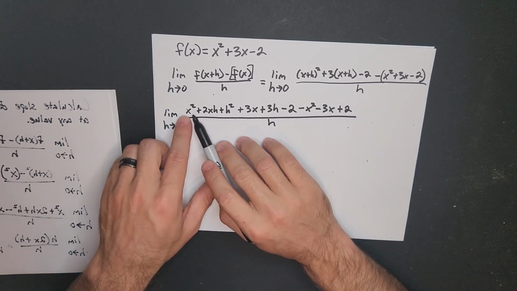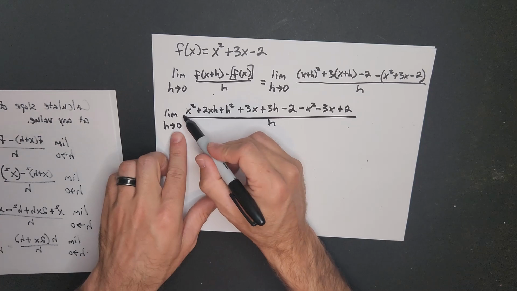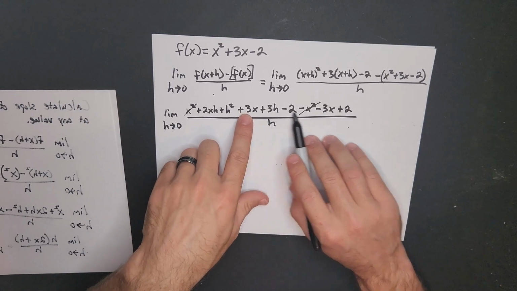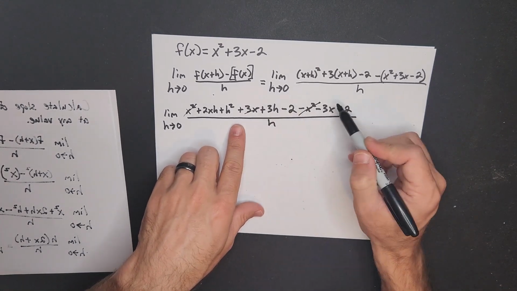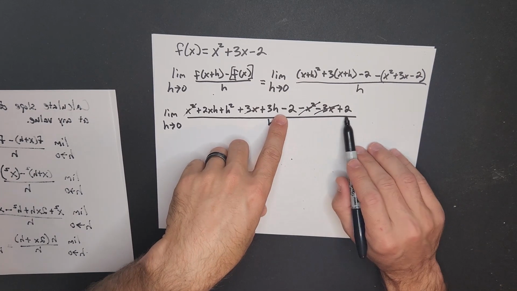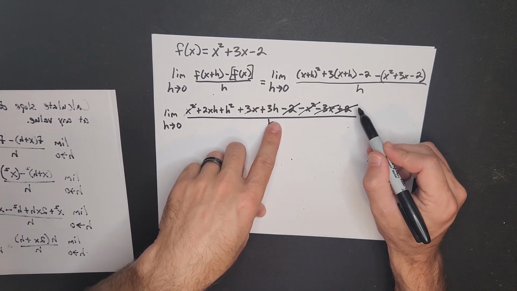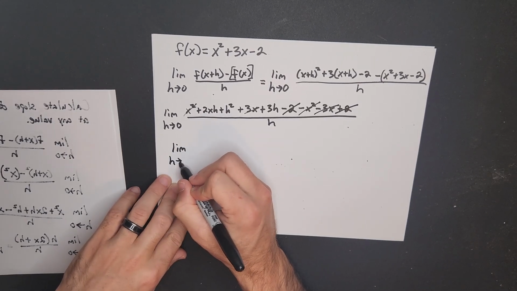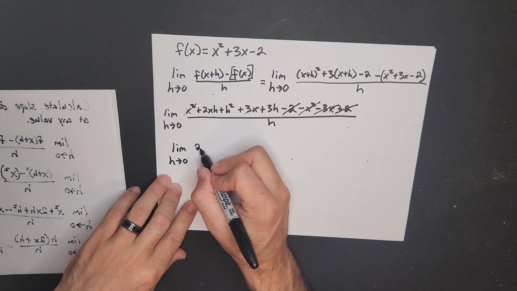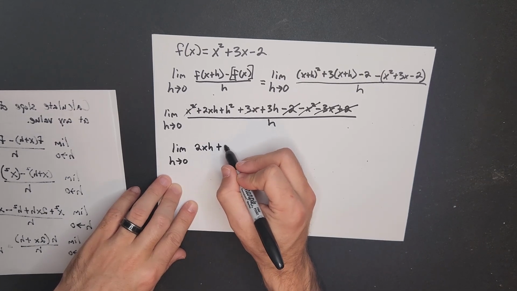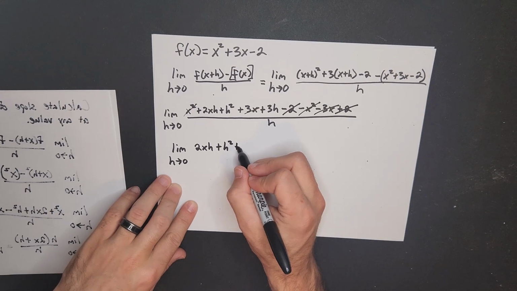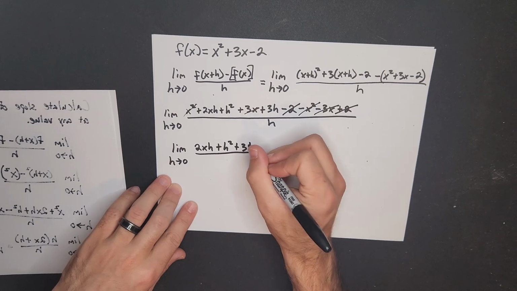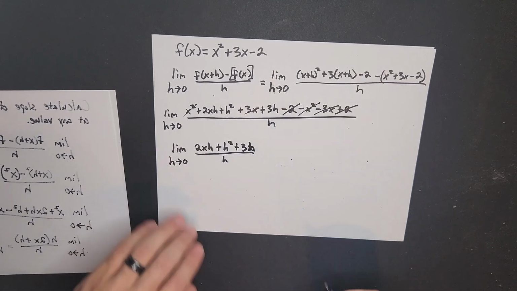Notice I have like terms. X squared, negative x squared. Those cancel. Okay. If I go down the line here, notice 3x minus 3x. Those cancel. Notice the minus 2, the plus 2. Those cancel. Okay. So now all we have left, after we simplify a little bit, the limit as h approaches 0 of 2xh plus h squared plus 3h, all divided by h, not x, h, all divided by h.